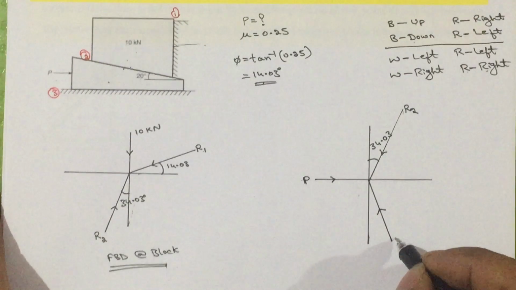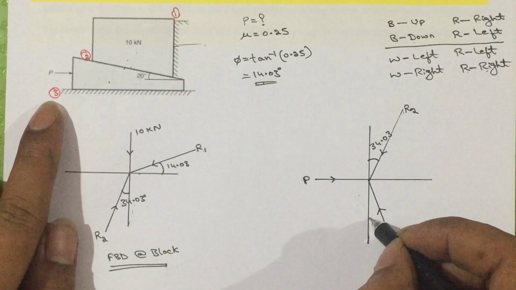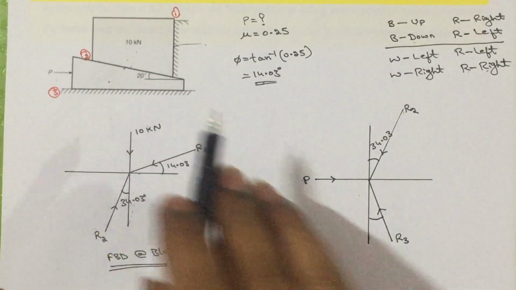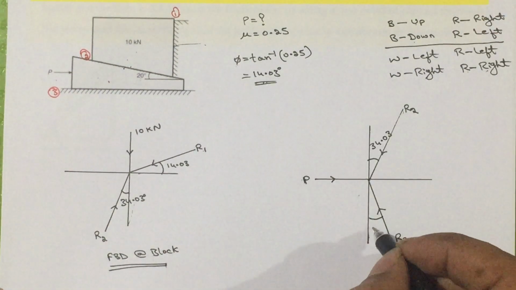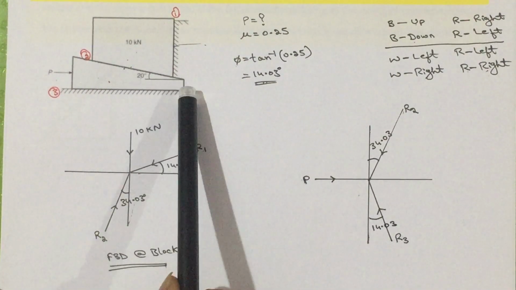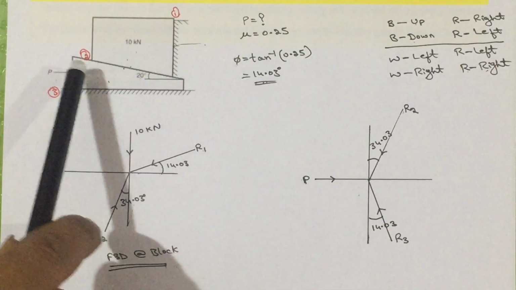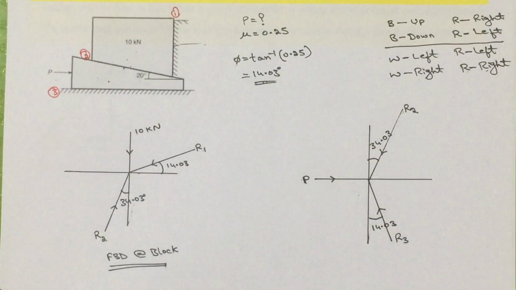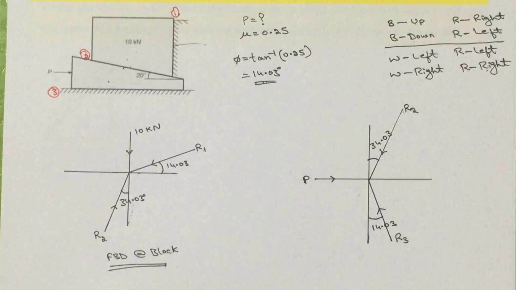This will be the reaction at third contact surface, R3. The angle is how much? Since it is exactly horizontal, you are going to get the angle as pi. Pi is how much? 14.03. I already told you, repeatedly, if the plane is exactly horizontal or exactly vertical, then the angle will be only pi. If the plane is inclined like this, then you are going to get the angle of theta plus pi.